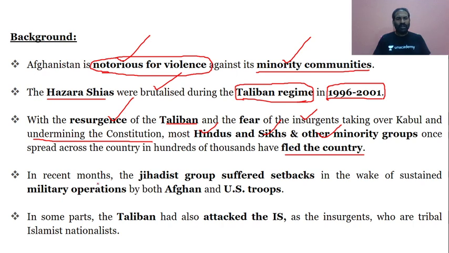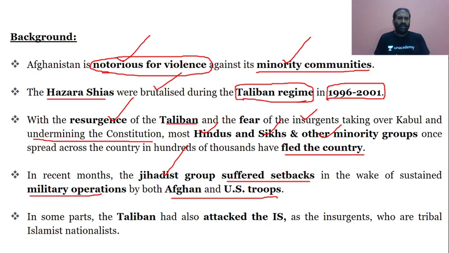And in recent months, we have seen the jihadist groups also suffer some setbacks. Why? Because of military operations by both Afghan and US troops. But because of the pullout of the US military troops from Afghanistan, as per the US-Taliban peace process, there is a possibility that the jihadists might bounce back again, and then they would go ahead with many attacks. And now what we have seen is the IS attack on the Gurudwara.